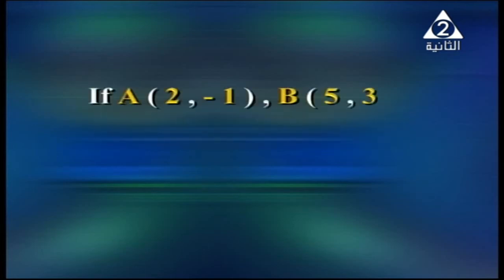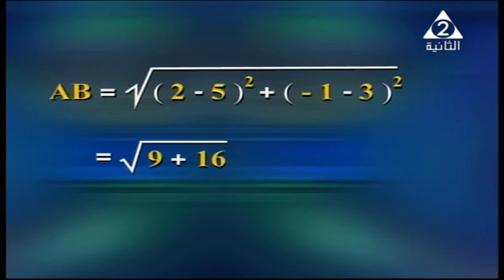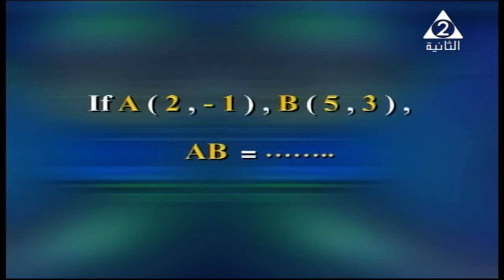If A (2, -1) and B (5, 3), then AB equals how many units? To find AB, do you remember the rule? Yes, of course, it is the square root of (2 minus 5) to the power of 2 plus (-1 minus 3) to the power of 2. So it will be the square root of 9 plus 16 to obtain a result of 5 units. And here we can say that the length of AB equals 5 units.